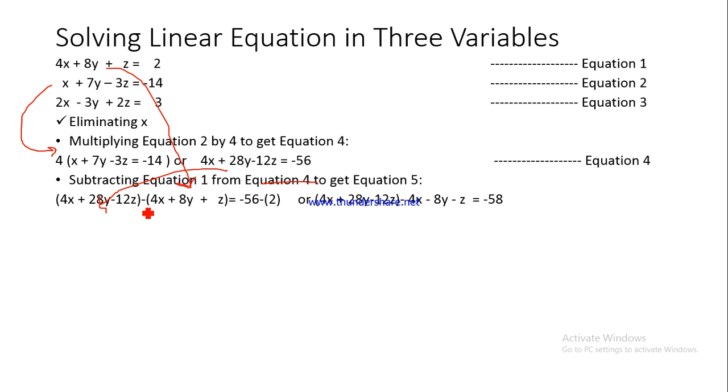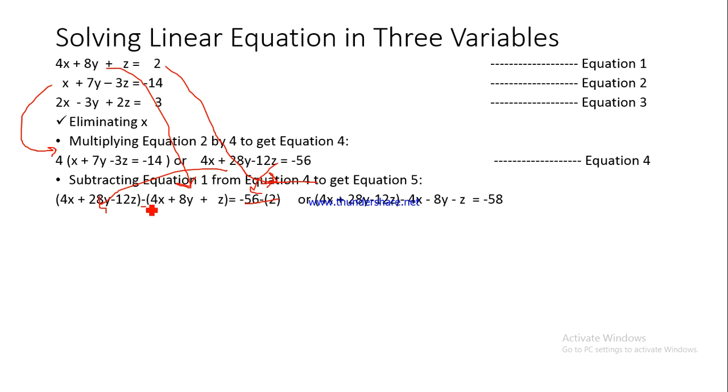Fine. Subtracting sign you can see here. And then we also have to perform the same function on the right hand side. So we are doing it here. From 4 we took minus 56, and then we have to subtract equation 1. So this we have mentioned here, right? So this is what we are going to get.